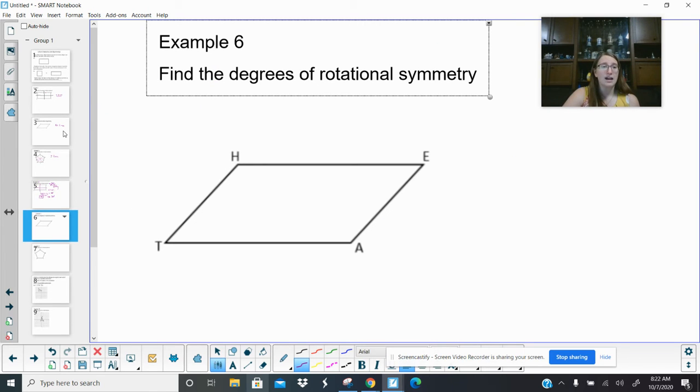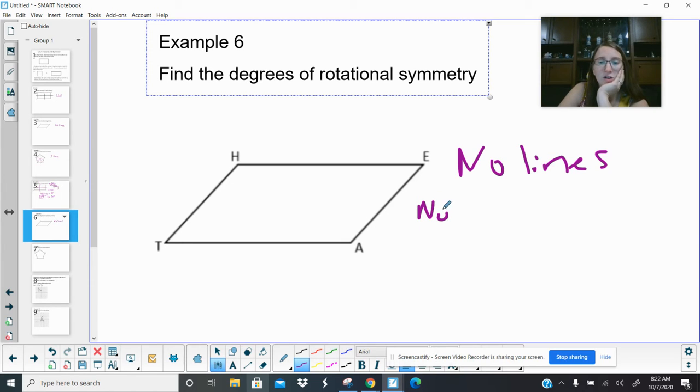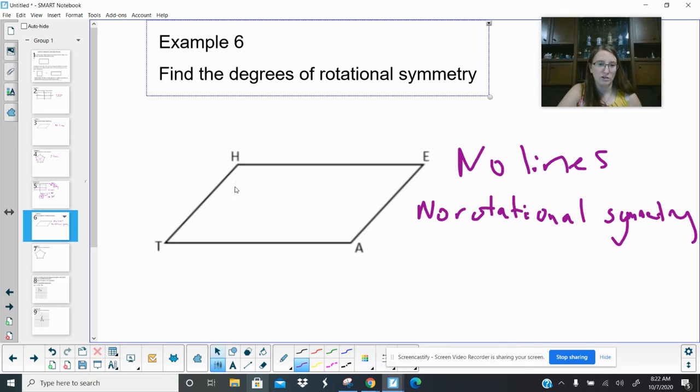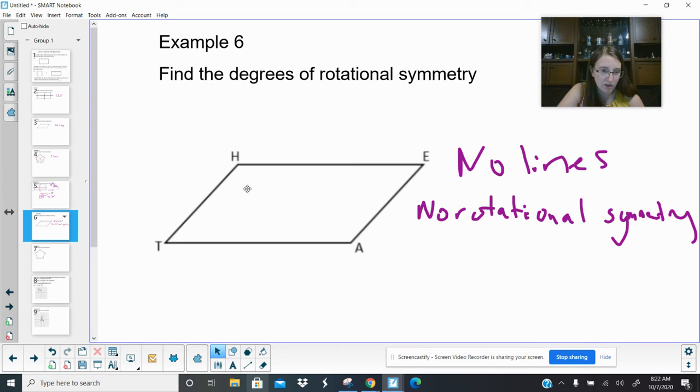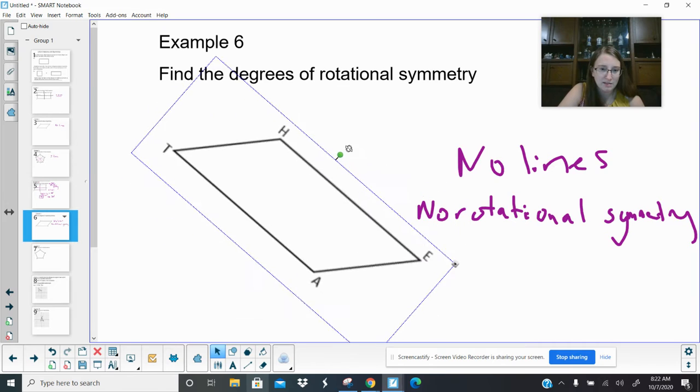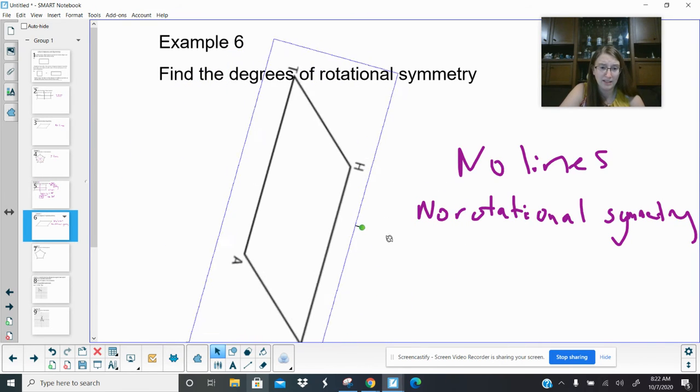So looking at example 6 now, we found here that there were no lines of symmetry. What do you think this means for rotational symmetry? It doesn't have any. If a shape does not have any lines of symmetry, there is no rotational symmetry either. If I go to rotate the shape, the only way to make it look like it hasn't moved is to make it a full turn. So notice H is kind of in a little bit more than T. If I go to rotate this, it definitely does not look like how it started.